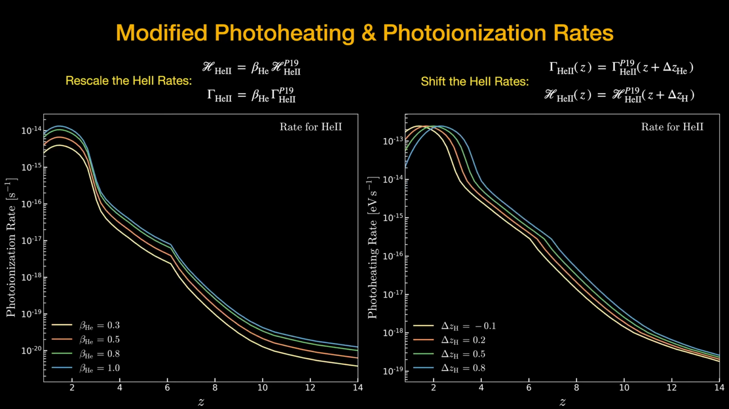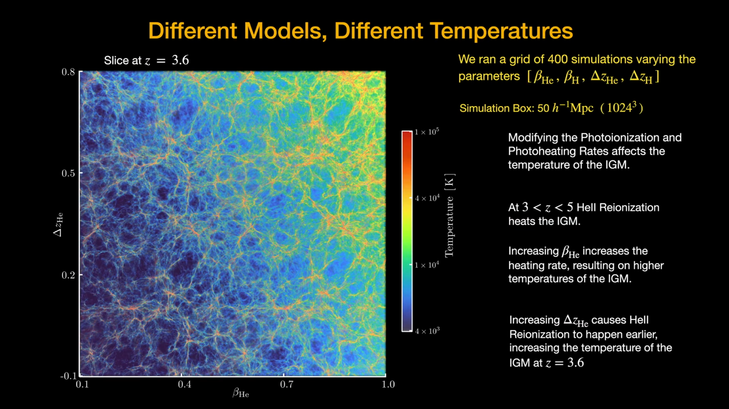We do the same for helium-2 rates, so we rescale and shift the photoheating and photoionization rates equally. This leaves us with 4 open parameters that control the reionization histories in our simulations. Now we run a grid of 400 Cholla simulations for different combinations of our 4 parameters.